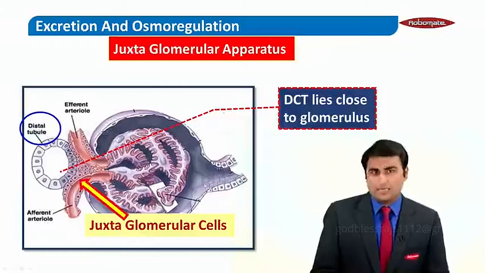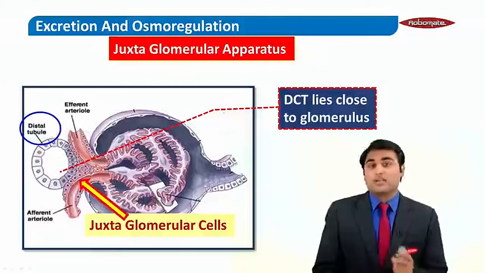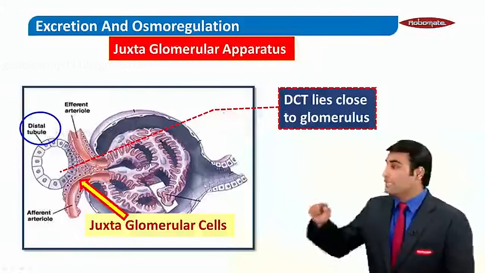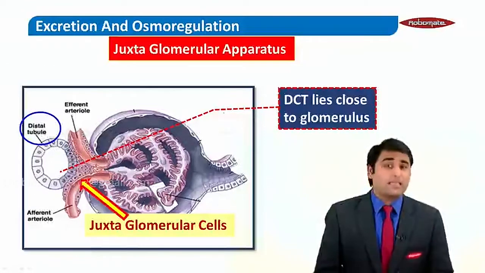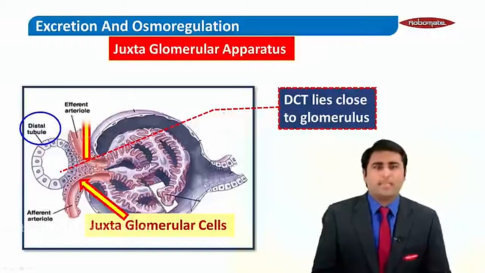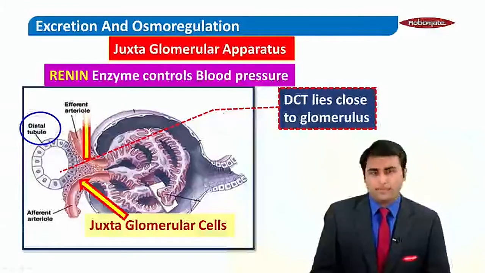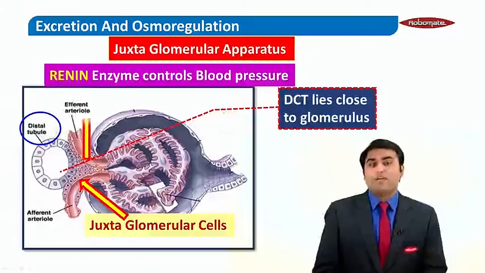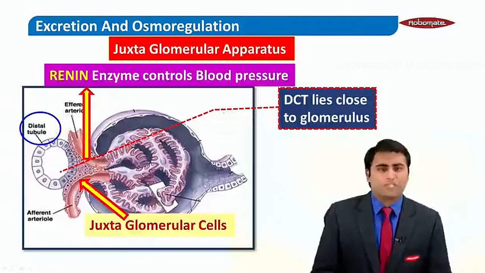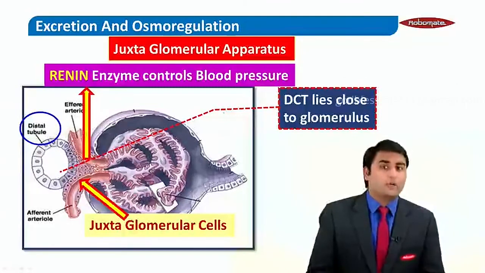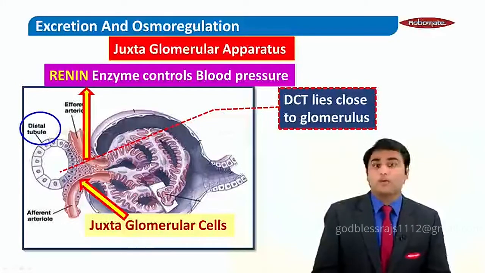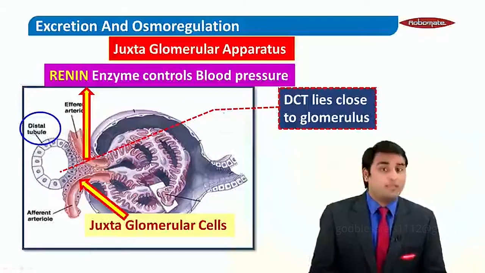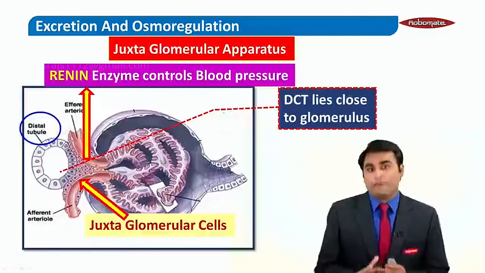Now my friends, juxtaglomerular apparatus consists of very important cells which are termed as JG cells or the juxtaglomerular cells. If you notice, the juxtaglomerular cells are present on the outer wall of the afferent arteriole, and they secrete a very important enzyme called renin. And renin is an enzyme which controls the blood pressure, or you can say that it controls the blood flow into the glomerulus, that is the glomerular blood flow, which is very vital for the working of the nephrons.